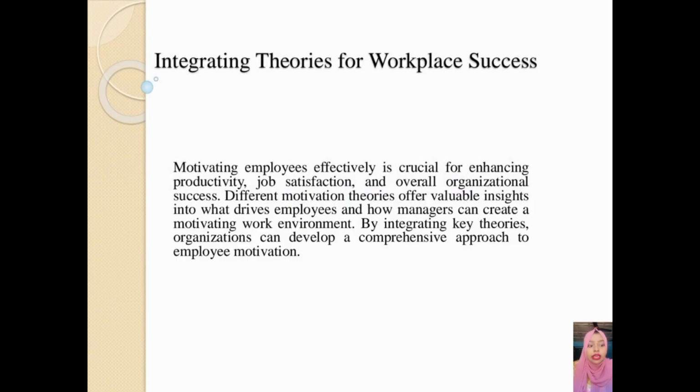Now I'm talking about integrating theories for workplace success. Motivating employees effectively is crucial for enhancing productivity, job satisfaction, and overall organizational success. Different motivation theories offer valuable insights into what drives employees and how managers can create a motivating work environment. By integrating these theories, organizations can develop a comprehensive approach to employee motivation.